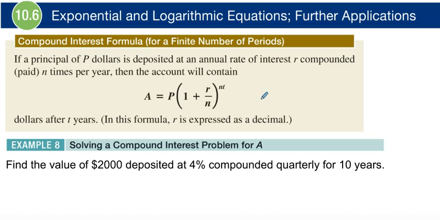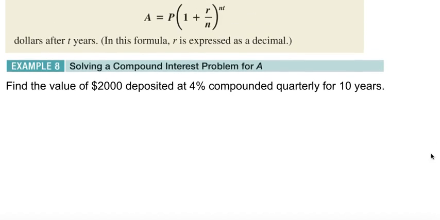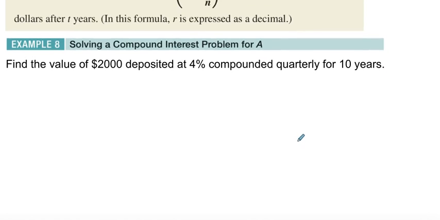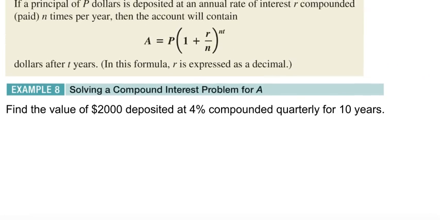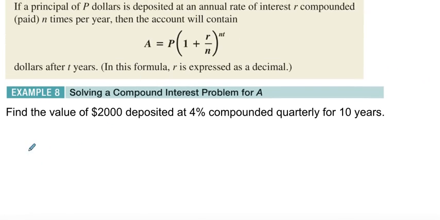So here we go. If we get $2,000 and we deposit it at 4% compounded quarterly for 10 years, how much money will we have at the end of all that? All right. And we probably will be surprised that we're not going to really have all that much after 10 years. So let's go ahead and just plug everything in right here.